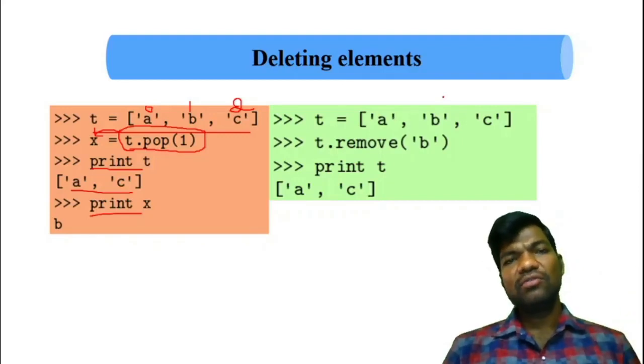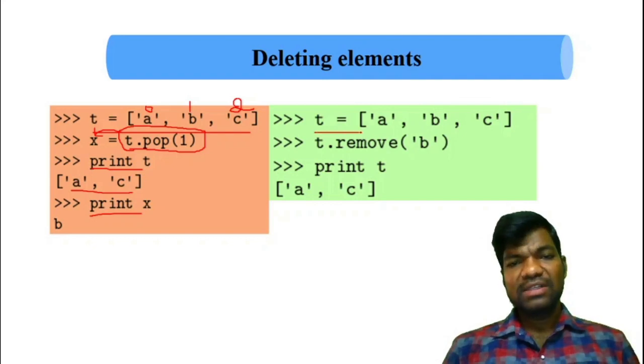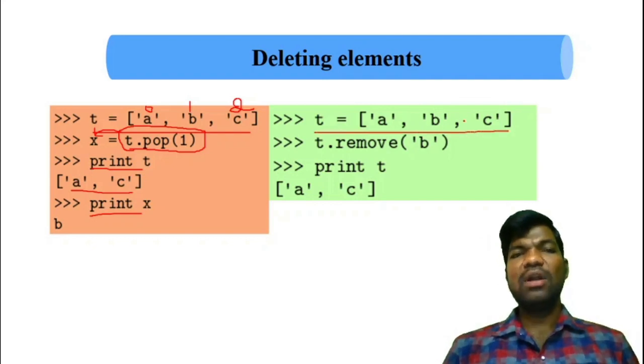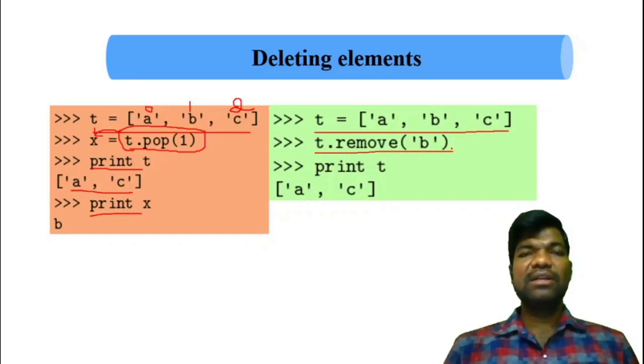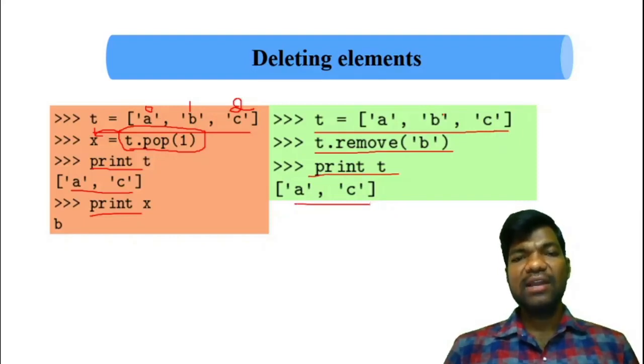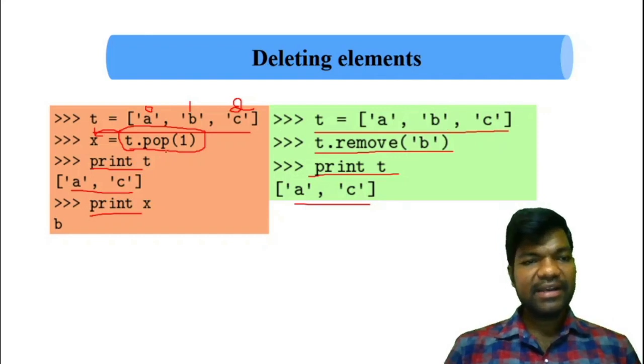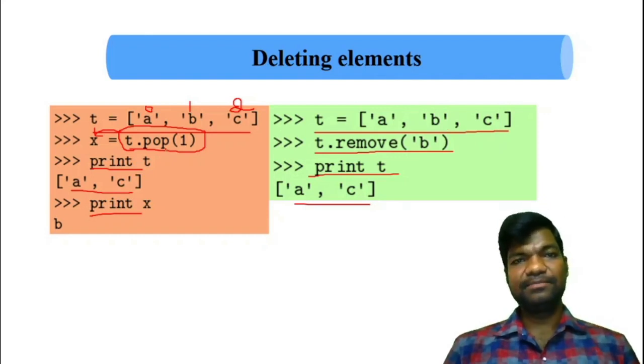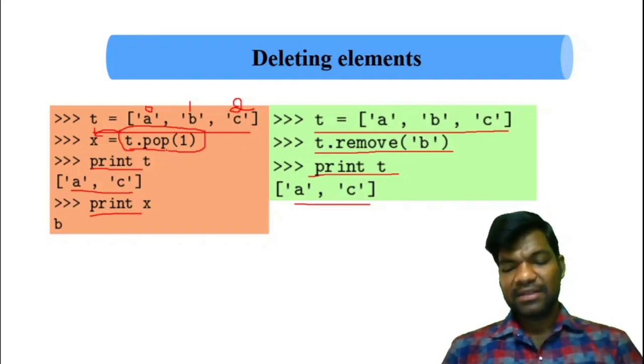Another method: suppose you don't want to store the deleted element. What you have to do is delete directly. This is the list T equal to A, B, C. Directly you can remove, T dot remove of B. Print T, A and C. So here you are not storing B, but in the earlier method you are storing B. That is another method.